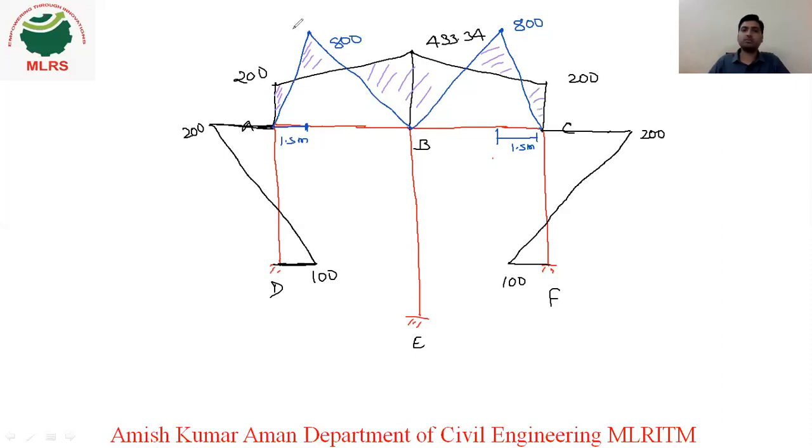Now we will mark positive and negative. Whenever the common region is above this line, it means positive. Below this line is negative, below this line negative, above this line positive, negative. If you see, this area is above this line, so you can mark it as positive, and this area is below this line, so negative. Similarly here also. So this is all about your bending moment diagram for this frame.